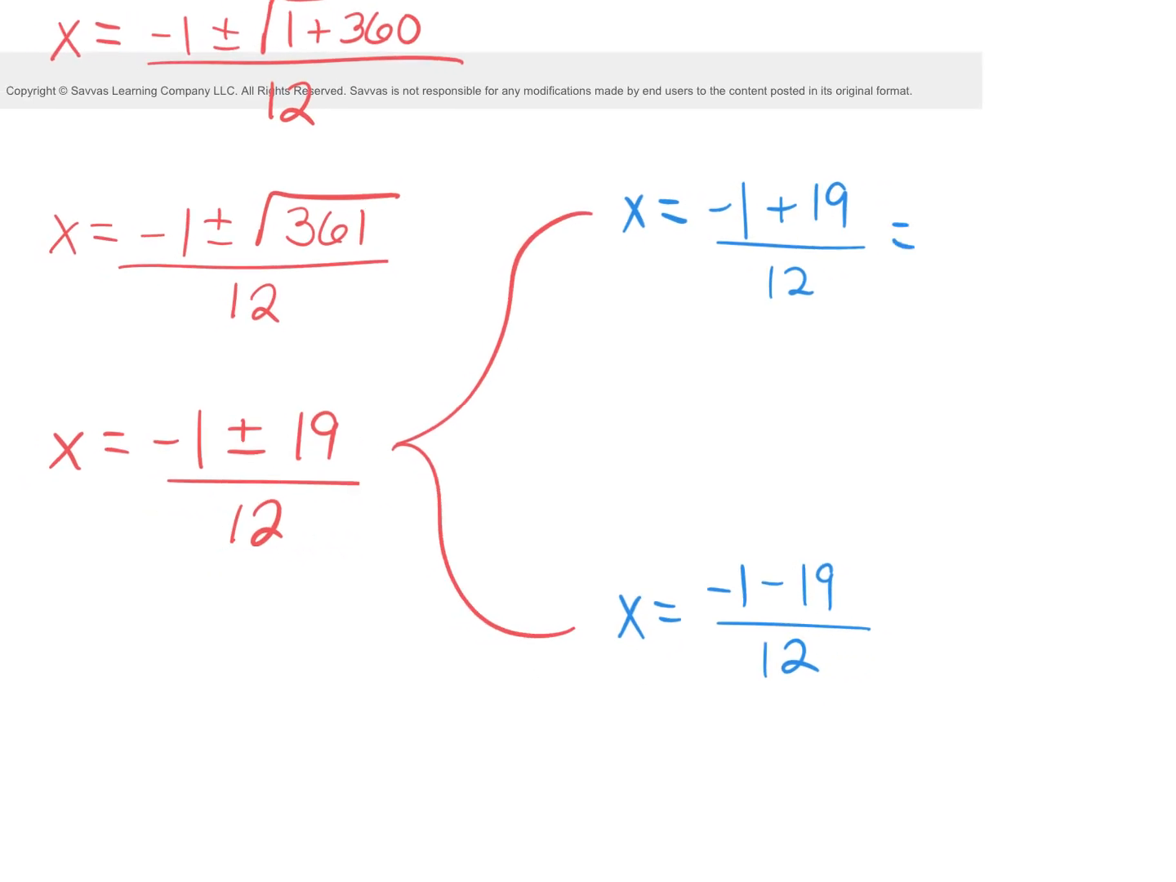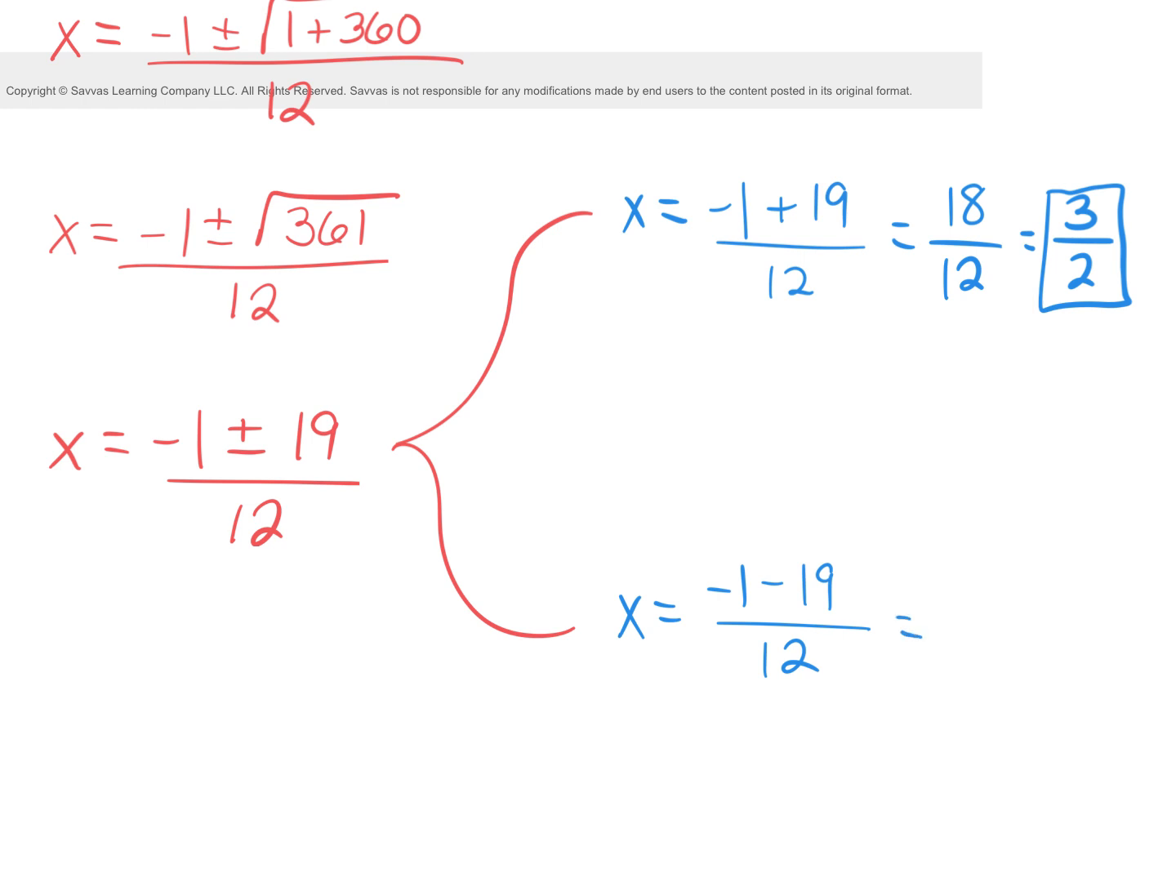Negative 1 plus 19, 18. 18 divided by 12. That's it. But you can simplify. What's the number that goes into 18 and 12? 3. Higher. 6. Yep. 18 divided by 6 is 3, 12 divided by 6 is 2. If you didn't want to work with fractions, you can just type in 18 divided by 12 in your calculator and it gives 1.5.